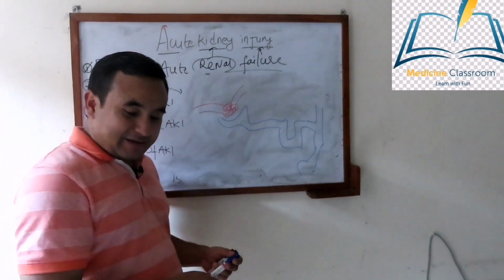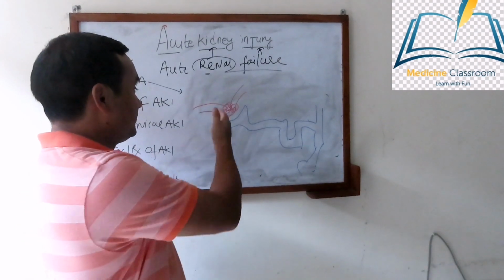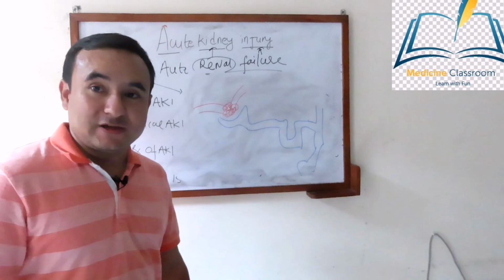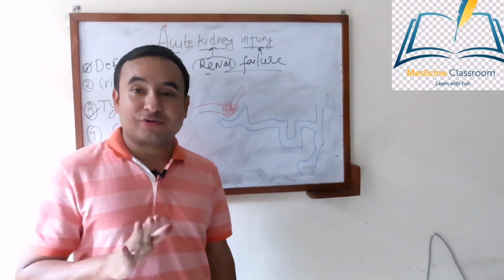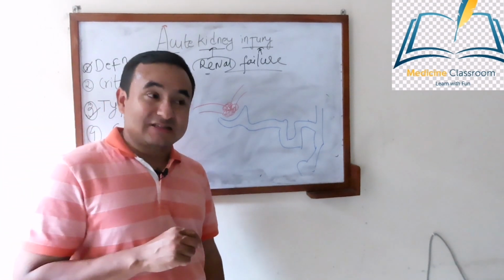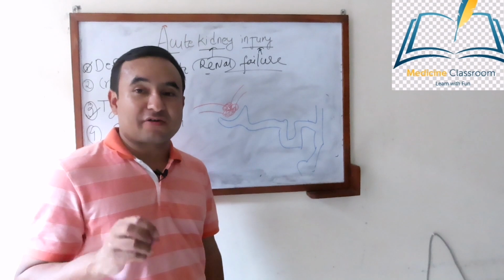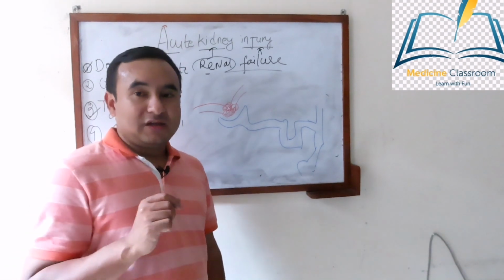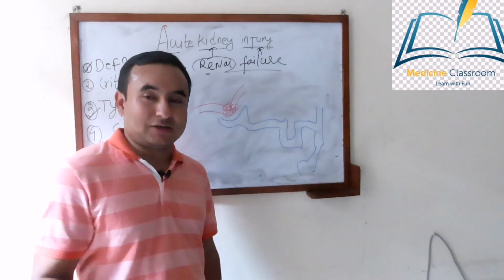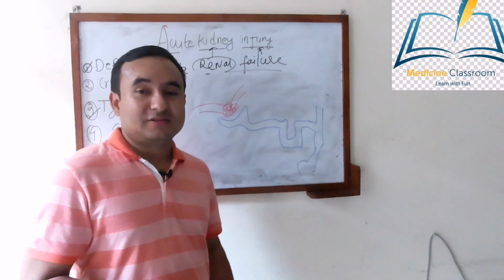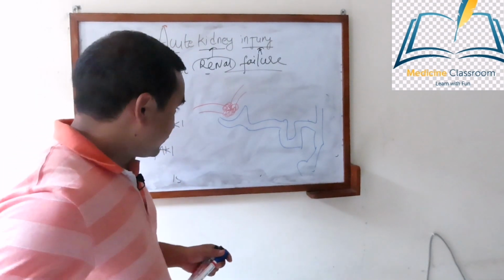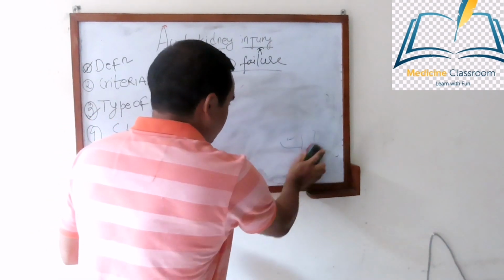So the acute kidney injury is of three types. If the injury occurs prior to the kidney, then that is called pre-renal acute kidney injury. If the injury occurs in the kidney, that is called the intrinsic acute kidney injury or renal kidney injury. If the injury occurs after the kidney, that is in the ureter or in the bladder, if there is obstruction, then that is called the post-renal acute kidney injury. So there are three types of the acute kidney injury.